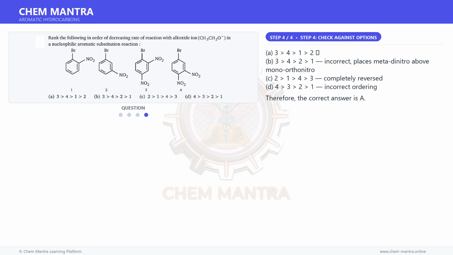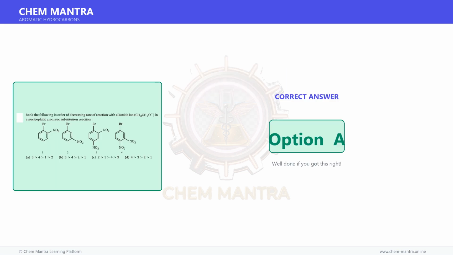A. 3, 4, 1, 2. B. 3, 4, 2, 1, incorrect, places meta-dinitro above mono-ortho-nitro. C. 2, 1, 4, 3, completely reversed. D. 4, 3, 2, 1, incorrect ordering. Therefore, the correct answer is option A.